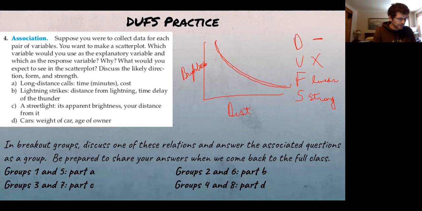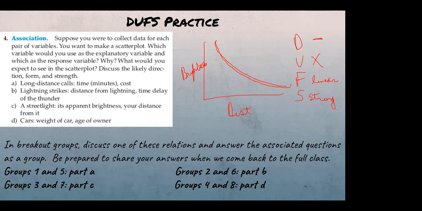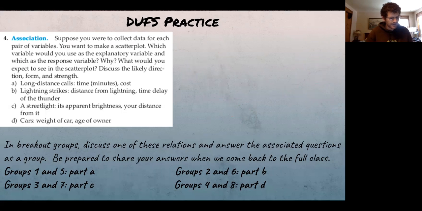Okay, so in part D, we're comparing the weight of the car to the age of the owner. What do you think is going to go on there? I think I was going to say no correlation and then weak. Yeah, I think that one can be summed up pretty quickly. No relationship on this one. I mean, if there is, it's by accident. I think we could all agree there's not going to be a reason for a correlation between those two.